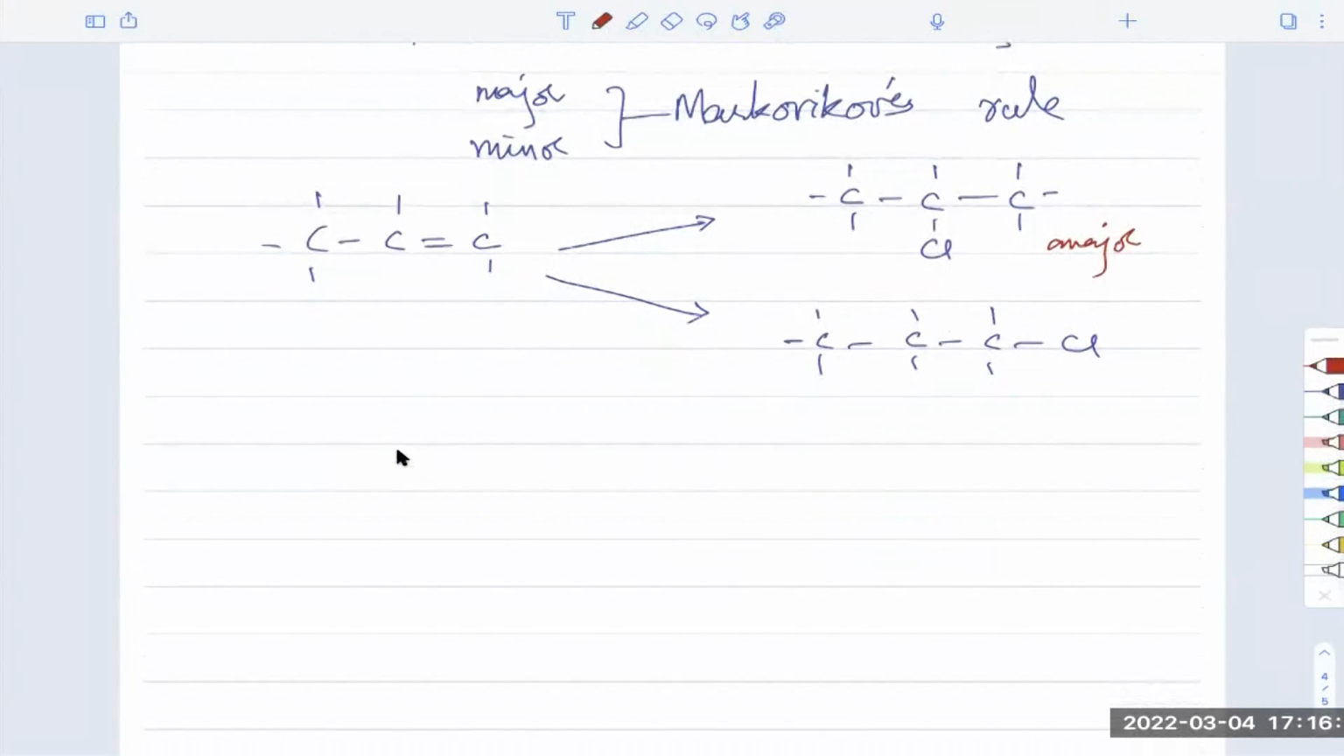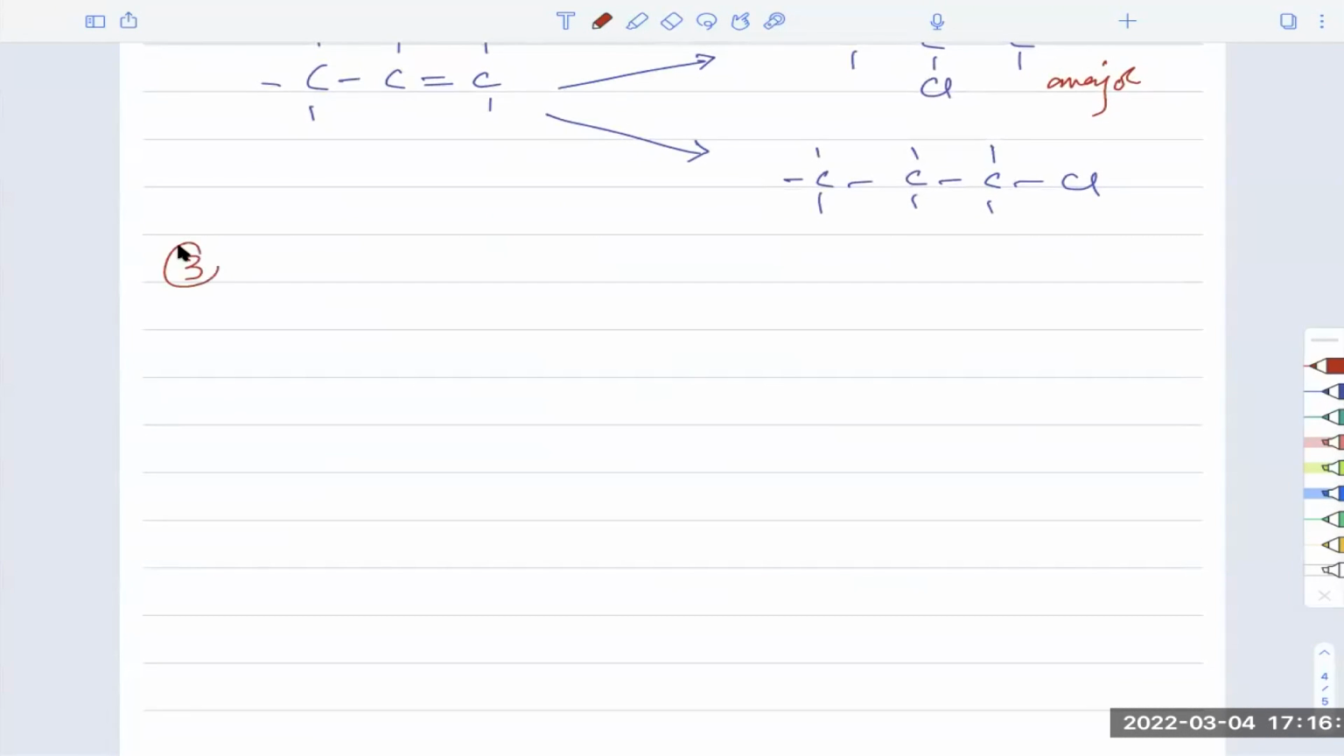Yes, sir. Great. Now the third one is called, again, substitution, and there is a mechanism of this substitution. I'll talk about that. Maybe we can talk later, let's do it now. So what happens is it is with alcohols.